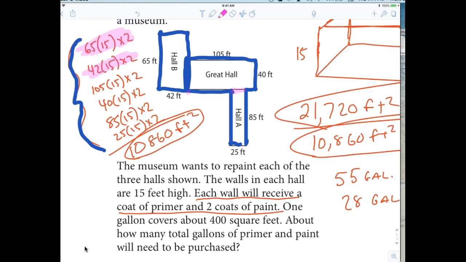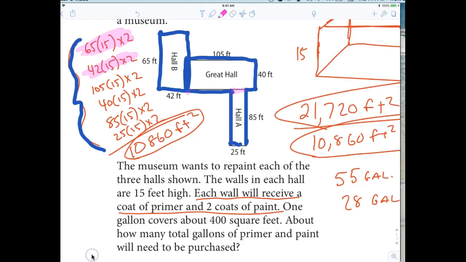Yes, because the wall is the length times the height, the width times the height. And then you're multiplying it by 2. There is no length times width because that would be the floor and the ceiling. Agreed? All right. Is everybody okay with this?